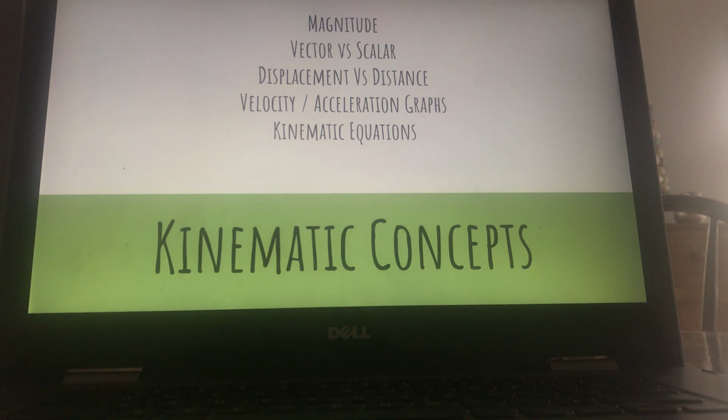So in that, I'm going to go over a couple concepts that I thought were essential when I looked at the EQs for this unit. And in that, I saw magnitude, vector versus scalar quantities, because those are so important when you go into future units and you're doing calculations and you don't know which kind of quantity you're looking at, and then you mess up the whole equation. And in vector versus scalar, you have displacement versus distance. That's also very important. Velocity and acceleration graphs.